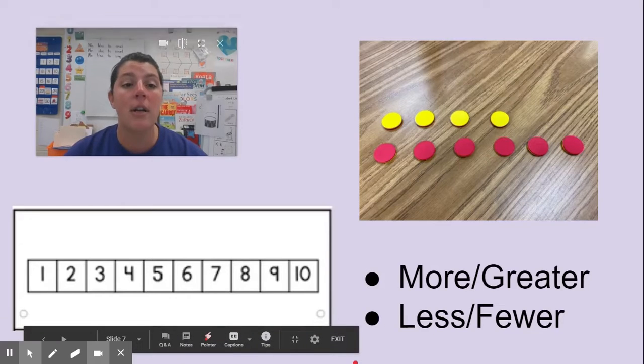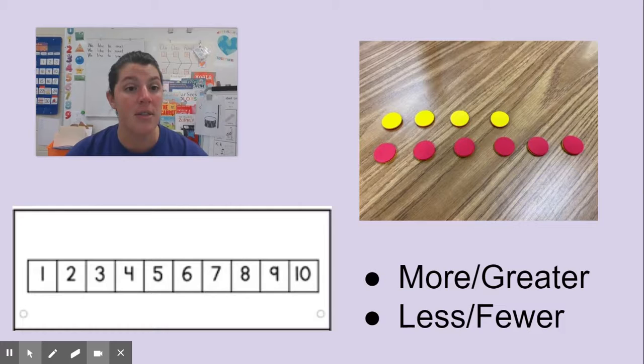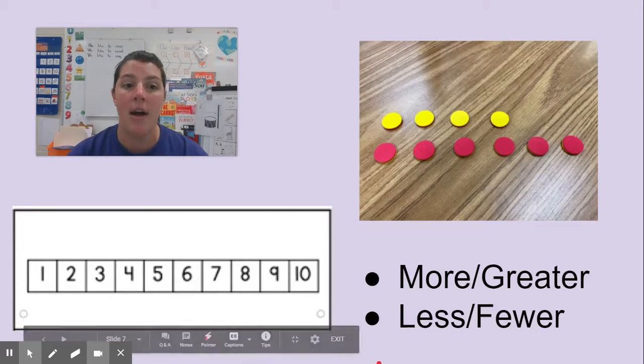So today we've learned another strategy that can help us when we are comparing groups of objects. We already know that we can stack or match the objects, and today we learned that we can count the objects and compare by the number of how many there are.